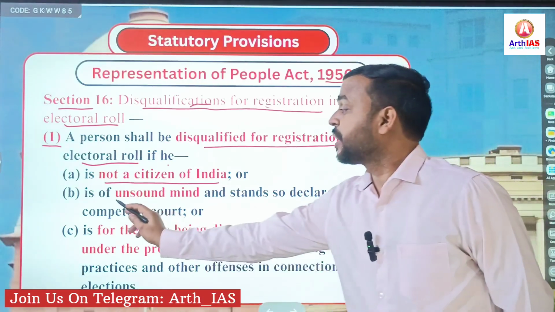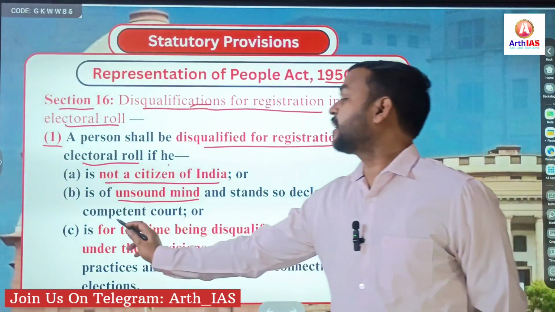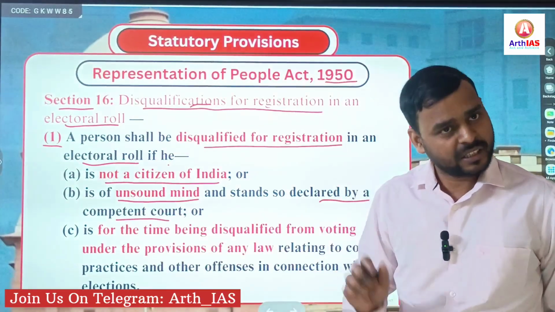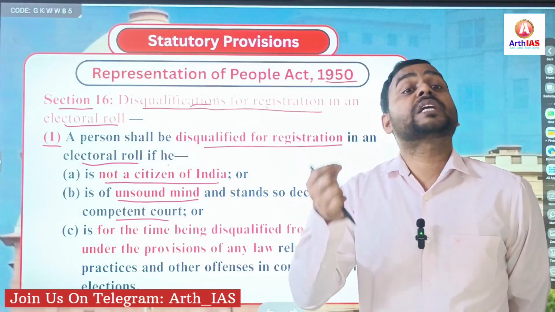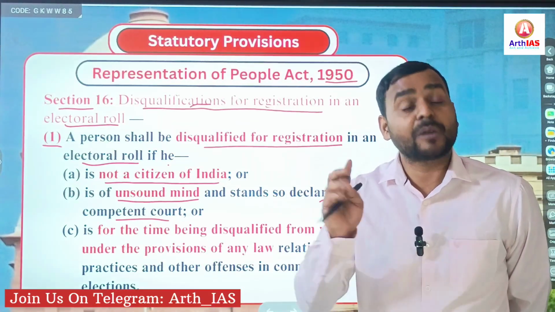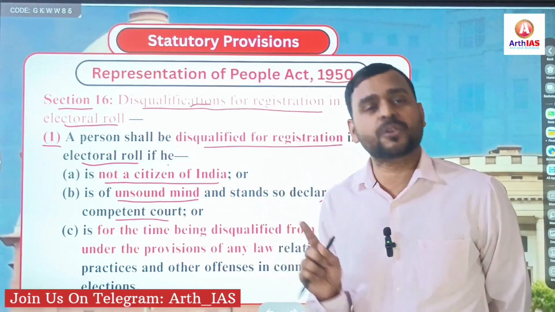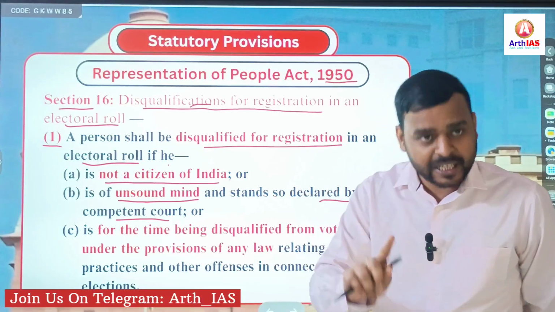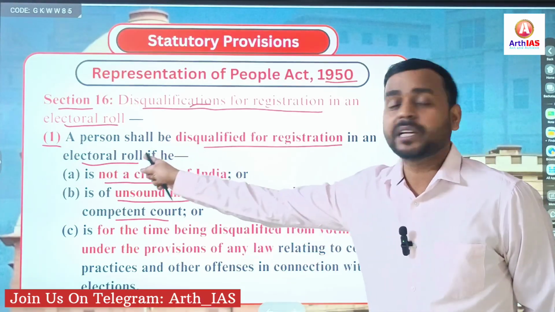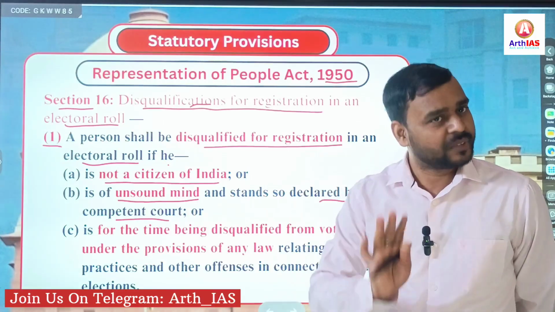First. Second condition, is of unsound mind and stands so declared by a competent court. If you are a person of unsound mind, meaning you are insane, you have lost your consciousness, and it must be declared by a competent court, not by a person or individual, right? Then again, you are not allowed to get your name registered in the electoral roll, right?